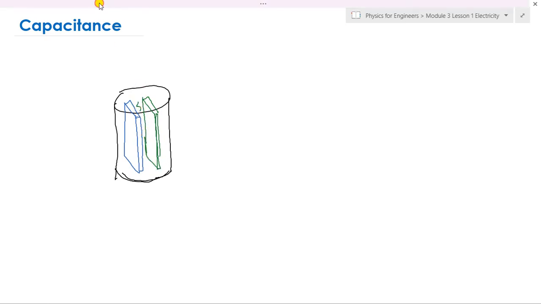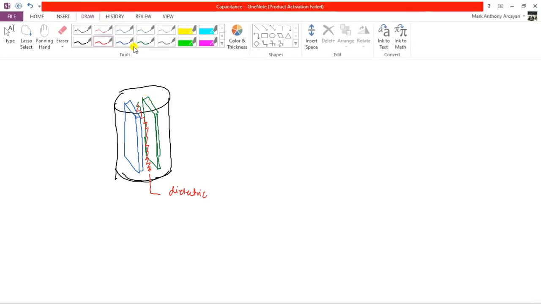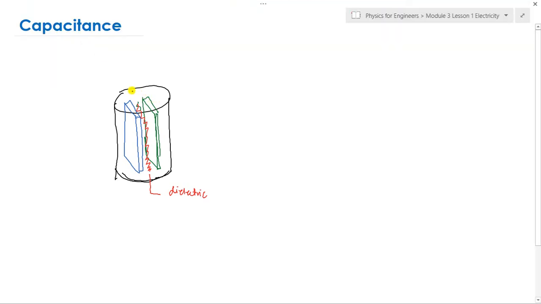Okay, so separated na sila ha. Separated by an insulator, also known as a dielectric. So because of the dielectric, it can store charge. It stores charge, like a water tank.